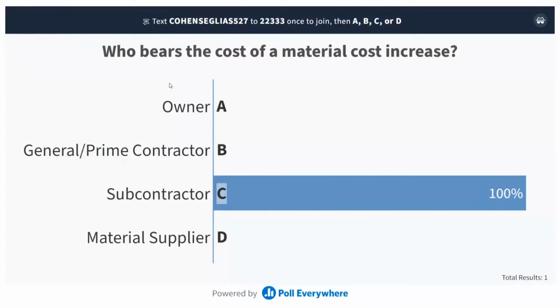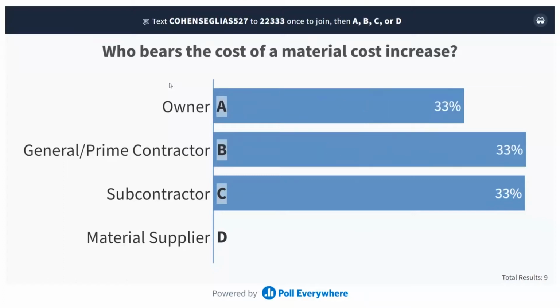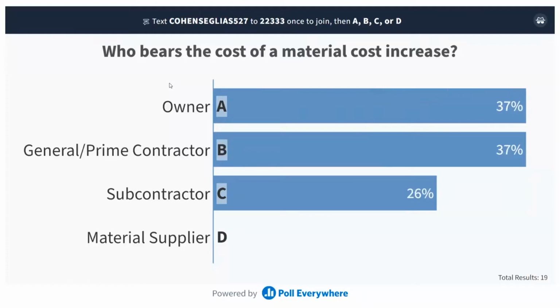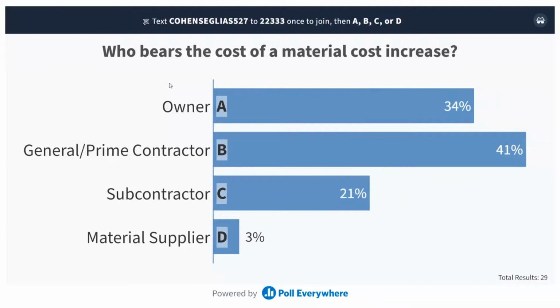And this question is, who bears the cost of material price increases? Would you think that it would be the owner, the prime contractor, the subcontractor, or the material supplier? Well, no one thinks it's the material supplier, Tom. This is going to be a shocking seminar when we tell you the answer. Well, I think the conclusion is a material supplier is best suited by its bid to protect itself. Yeah.